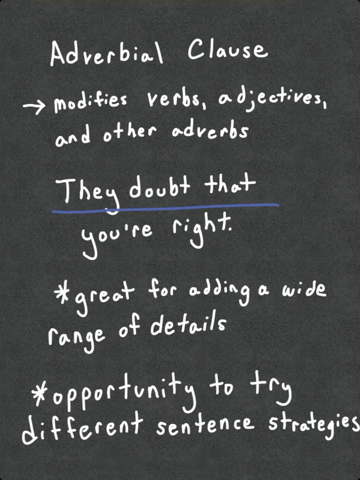So I'm going to underline they doubt that. And I'm going to mark you're right as the independent clause. So that you can see they doubt that modifies you're right. They doubt that, that's the adverbial clause. You're right, that's the independent clause. What I am trying to show you here is how the dependent clause gives you a great opportunity to add a wide range of details to whatever it is that you're talking about. And it's also a good chance to experiment with different sentence strategies because the dependent clause could potentially happen at the beginning, middle, or the end of the sentence, depending on what it is that you want to get across to the reader.